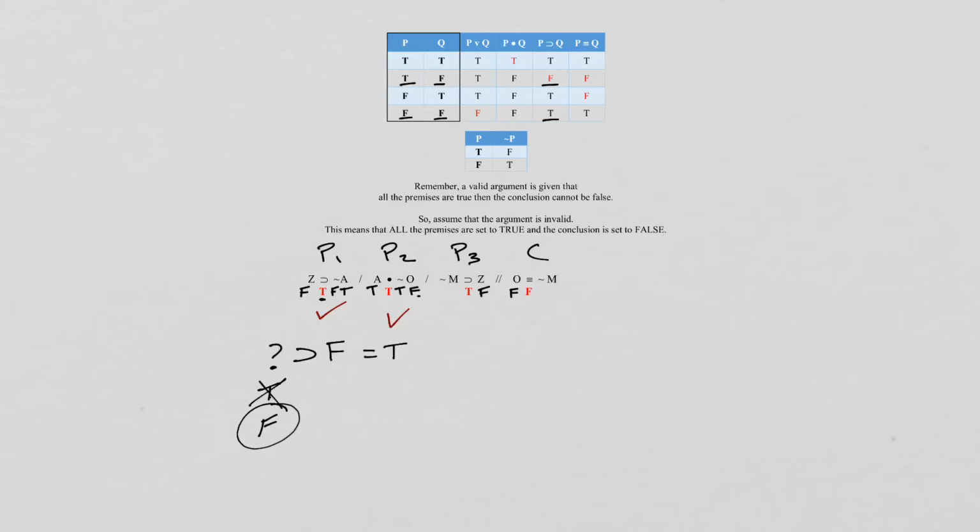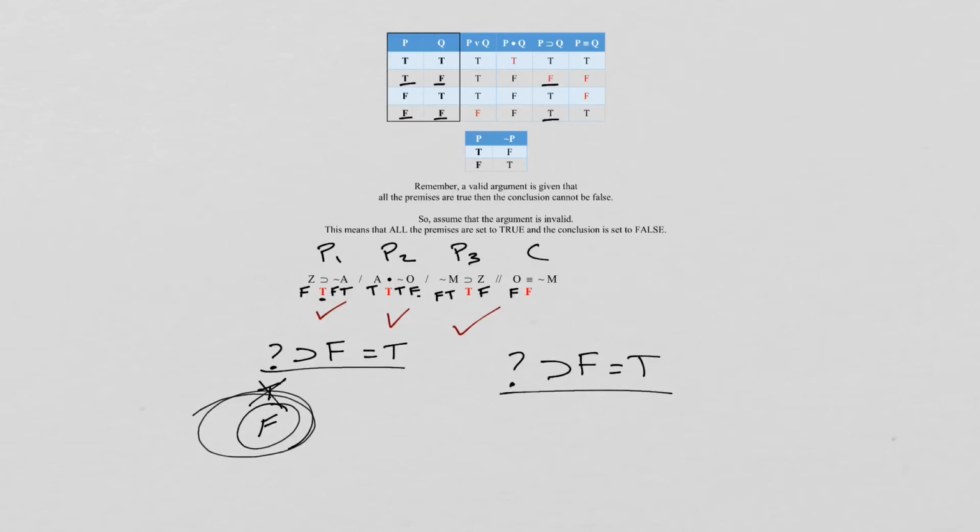Now we have a new one we can work out. So now we have not M, horseshoe, Z. We don't know what not M is yet, so we'll put a question mark. We'll put a horseshoe because that's what it is. We know it's false, and we know it needs to be true. And if you guys will notice, it's the same problem. So we already know what not M is. Not M has to be false because we already figured it out over here. So that means M has to be true. Okay, we got that one to work.